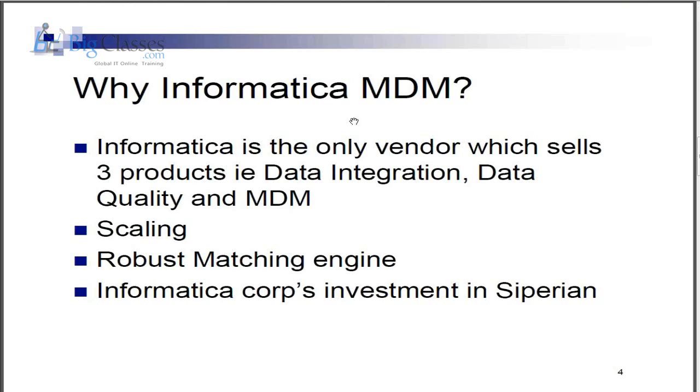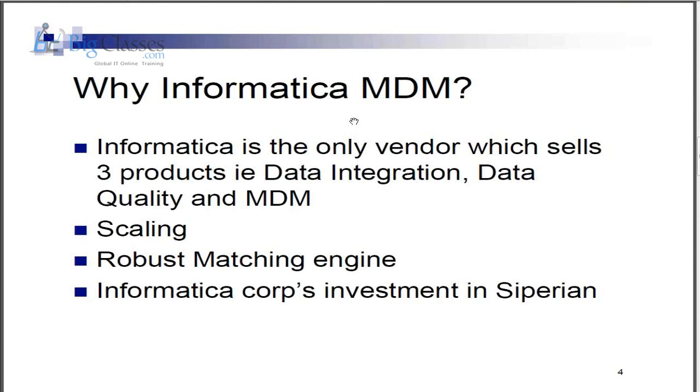Okay. So coming to the fourth point, robust matching engine. See, the matching engine is the most important piece of software for any MDM. So here the matching engine for Informatica MDM is highly enhanced. It supports multiple populations and it easily recognizes duplicate values. That is not the case with other vendors. So what it means for us is, when you have a very robust matching engine, you can create a very nice master data.